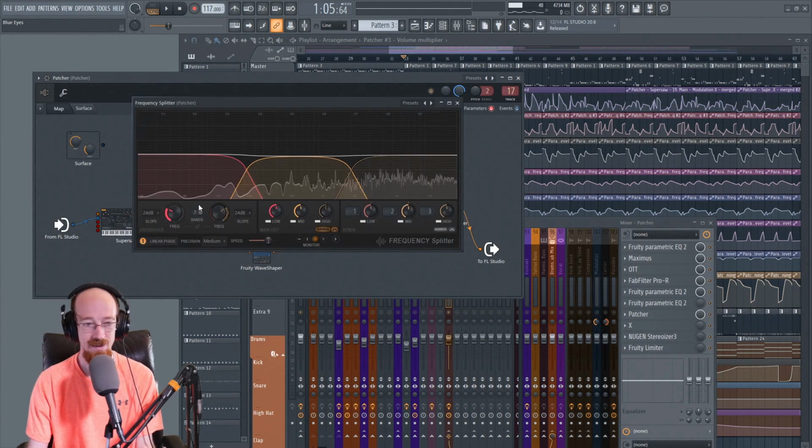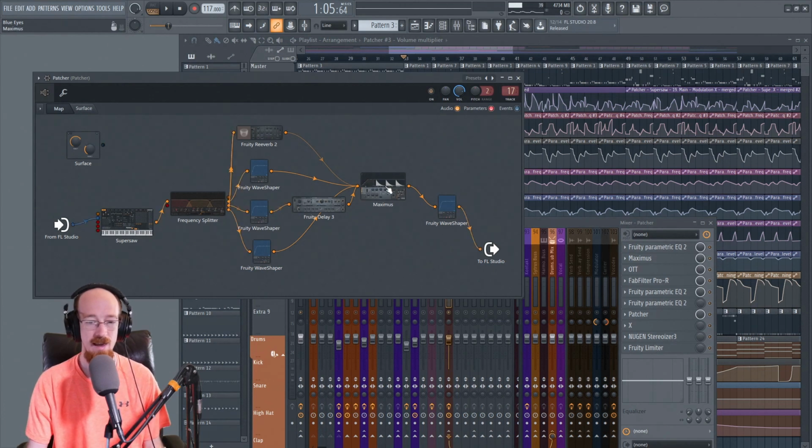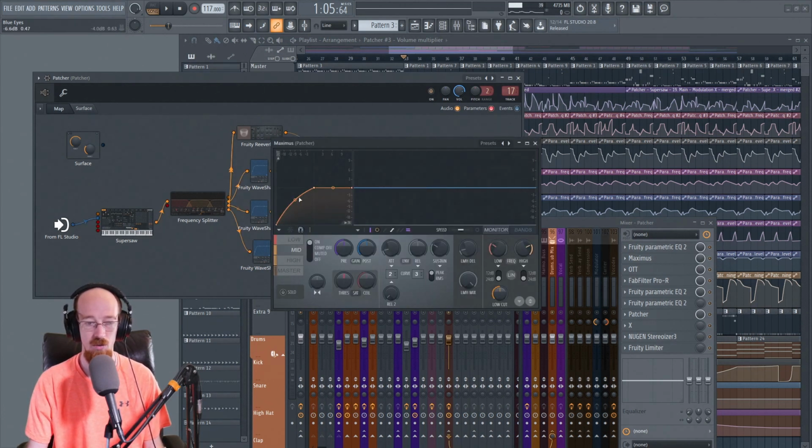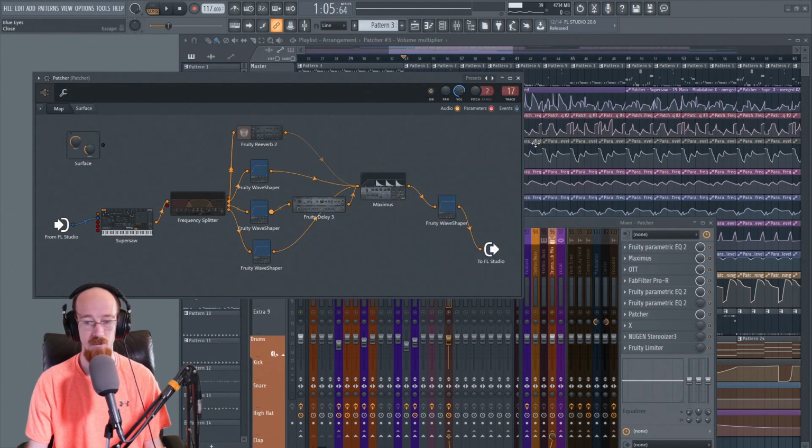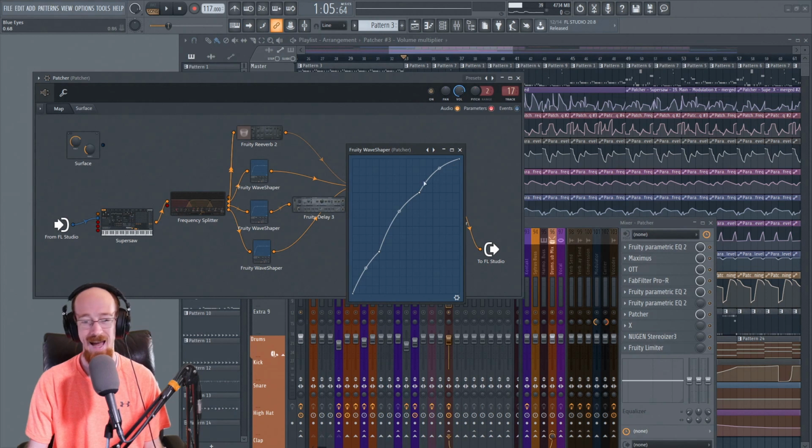And I'm automating just this guy to keep it interesting. We hit a Maximus after this, which is just pulling things up gently here. And I'm going to be doing some pretty aggressive processing after, so this is just sort of in preparation. And finally, a wave shaper that's got this really unusual shape. I can't really say exactly why I picked this shape. It was just the product of a lot of experimentation. And it was a straight line, just again, gently tightening and brightening things up as I go.